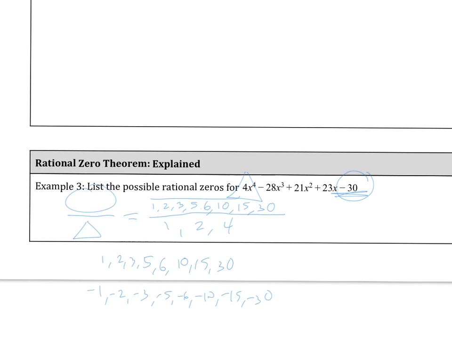Then it'll be all of these numbers over 2, but I won't list things that show up twice. So for example, I'll have 1 over 2, and then I'll have 2 over 2, but 2 over 2 is just 1, so I won't list that again. 3 over 2 is new. 5 over 2 would be new. 6 over 2 would be 3, I won't list that again. 10 over 2 would be 5, I won't list that again. 15 over 2, and then 30 over 2 would be 15, I won't list that again. And then all the negative version of those.